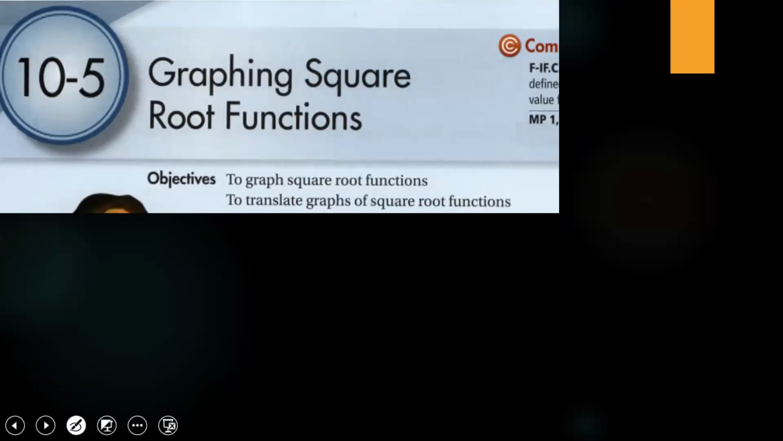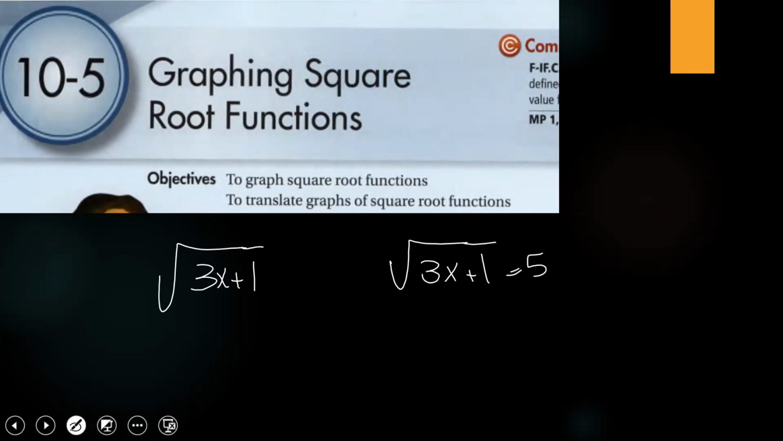Each type of expression, like linear, quadratic, radical, has an expression, an equation, and a function. If we say 3x plus 1, this is a radical expression. If we say the square root of 3x plus 1 equals 5, this is a radical equation. And if we say y equals the square root of 3x plus 1, we call this a square root function or radical function. Square root function means a function that contains a square root.